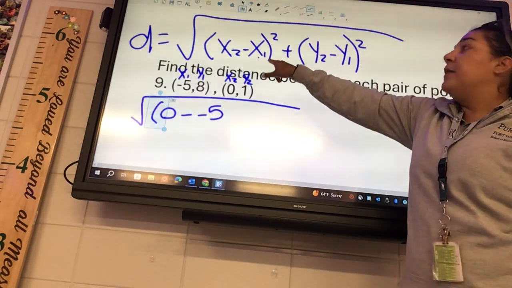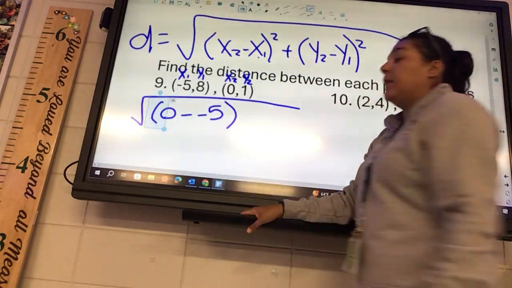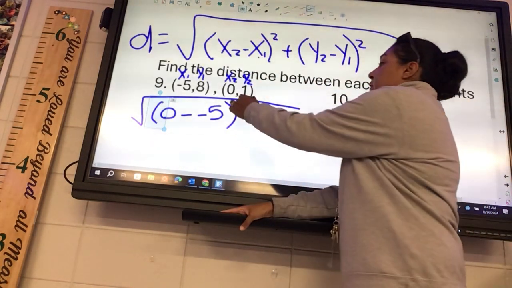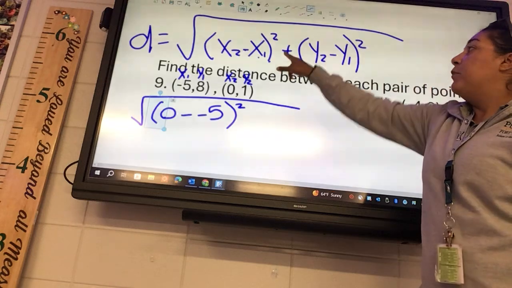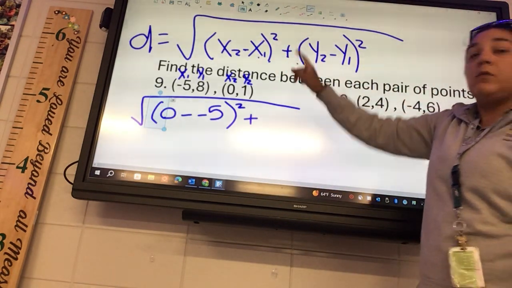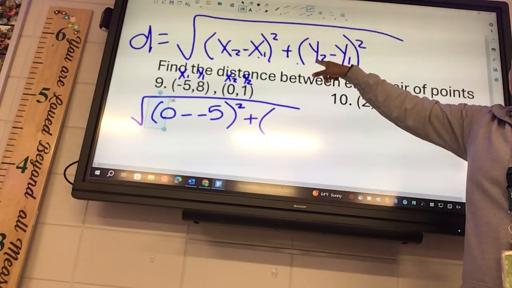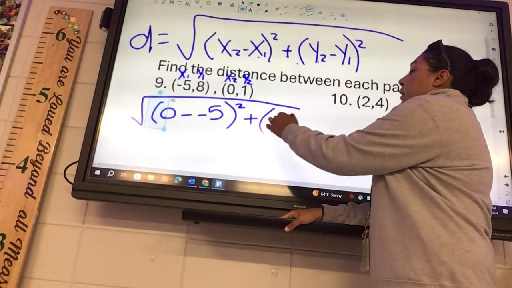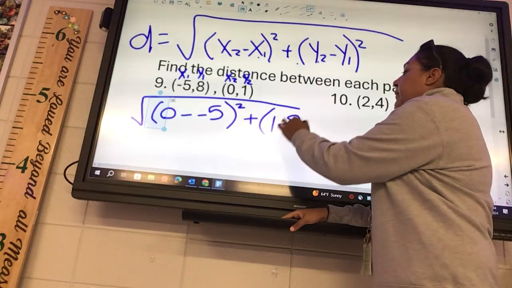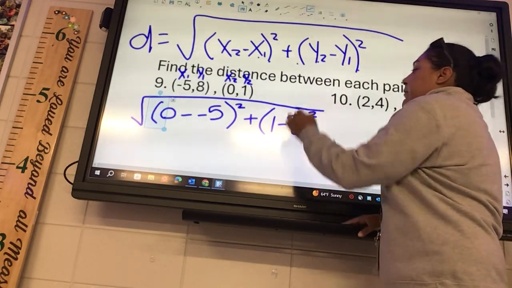All right, then comes another parenthesis, and then it has a baby 2, so squared. Plus, we have another parenthesis, and then we got y2. What is my y2 value? 1 minus my y1 value, 8. Then we have a parenthesis and another baby 2.